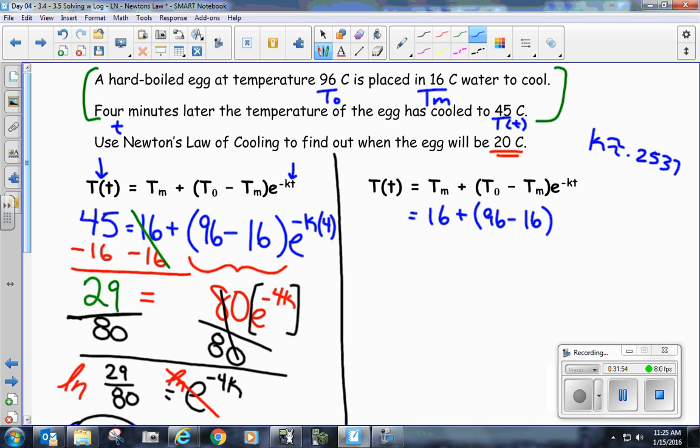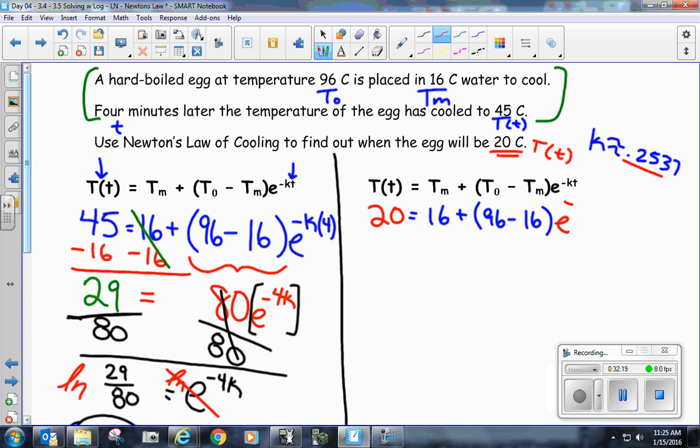What's our final temperature this time? They want to figure out when it hits this. Now that I have K, I can solve that, because now I'm finding T. If I need to find T, that means I should have a number for K. I can't have two variables to figure what they are. Alright? So when it gets to 20, and now that's E, now I got to negate K, right?